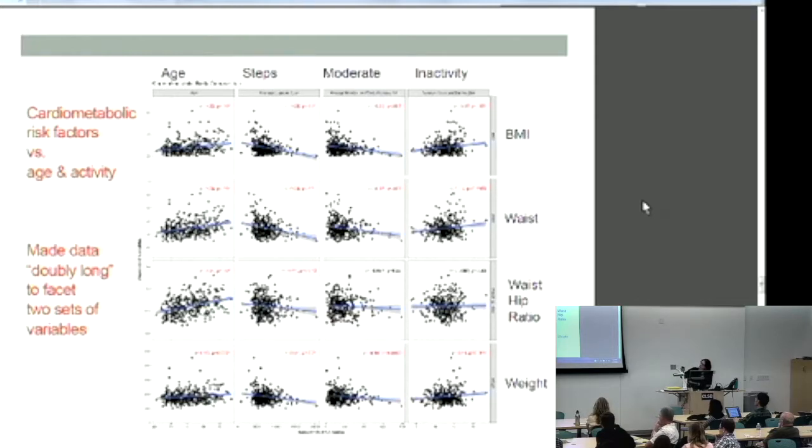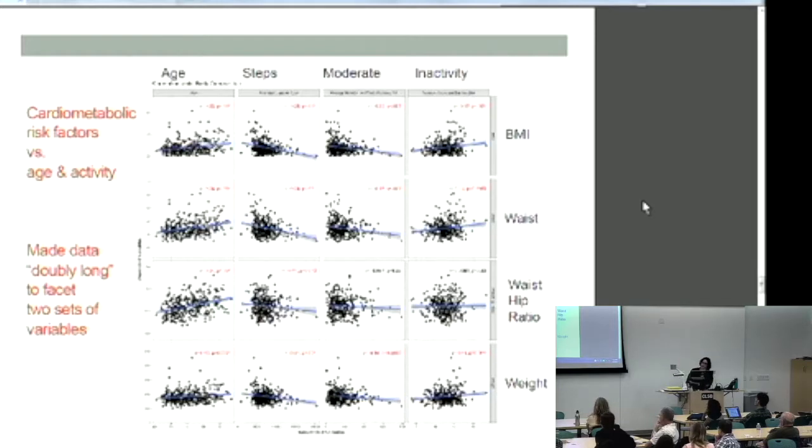On the top row, you can see I have a variable that has age, steps, moderate activity, and inactivity in it. So I had to make my data long with respect to those variables so that I could facet by BMI, waist-hip ratio, and weight. I also needed to then make the data long with respect to that. So I was doing what I call doubly long data, basically. At first it seemed kind of tedious, and it took me a while to get used to, but once I got used to it, I thought, wow, this is a really quick way to make a ggplot and take advantage of the faceting: just make super long data.